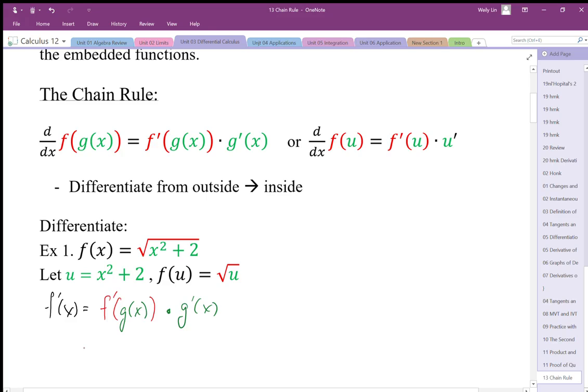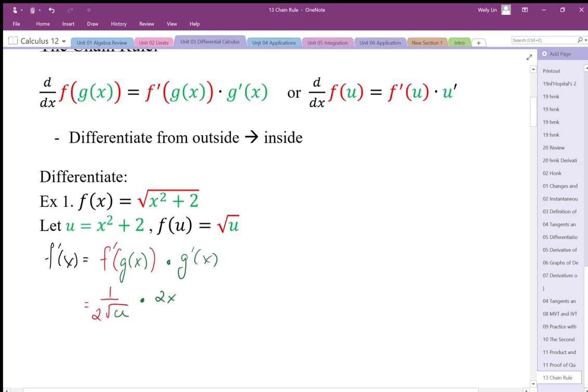So I'm going to differentiate the outside. The outside is square root, so it's going to be 1 over 2 square root. That is the derivative of the outside function. Regardless of whatever's on the inside, that is the derivative of the outside. So I'm just going to put my u in here as my variable. Then I need to differentiate the inside function. I differentiate the outside square root. Now I focus on the derivative of the inside, which is 2x. Okay, so that's it. I've differentiated from outside to inside.